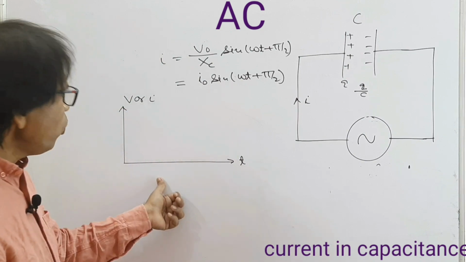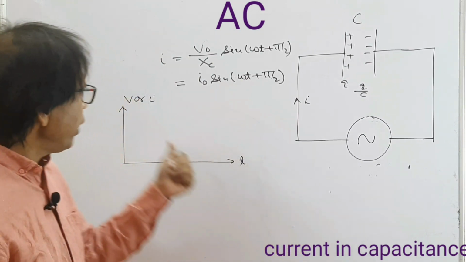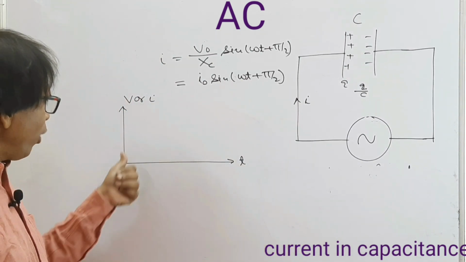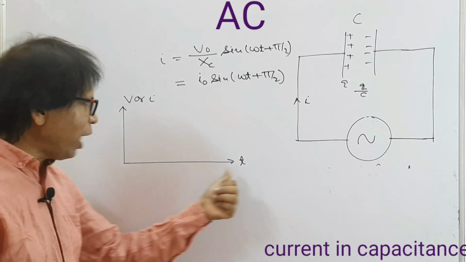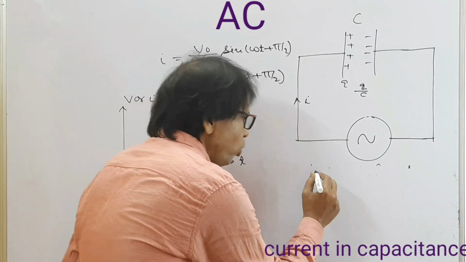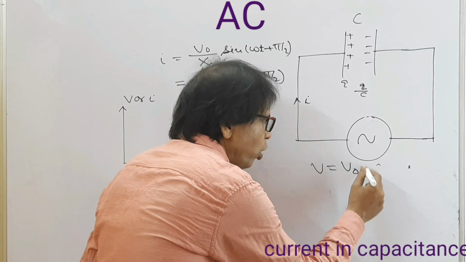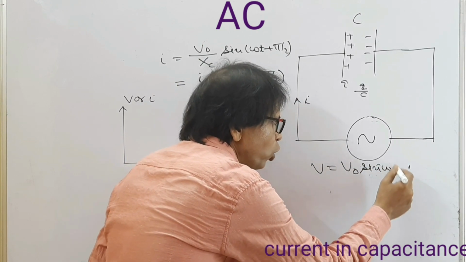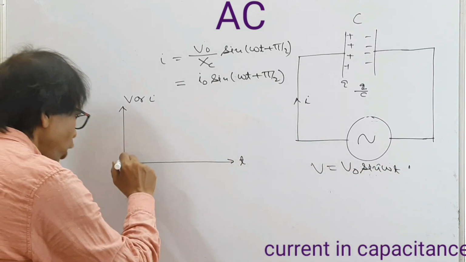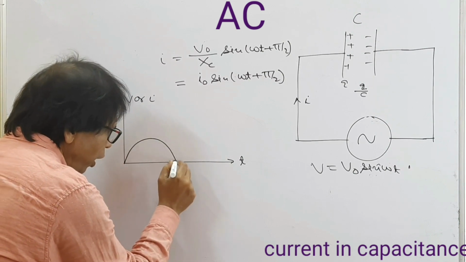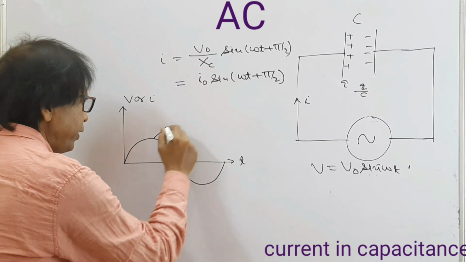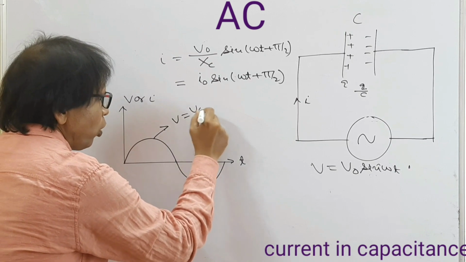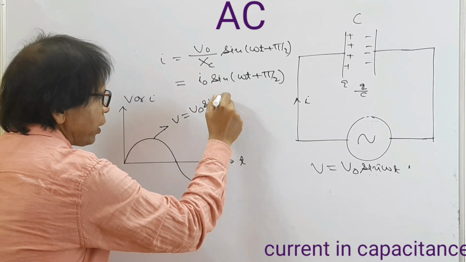Okay. Now we have to draw the voltage or current along the y-axis and time along the x-axis. Look at this, here voltage V equal to V naught sin omega t. So this can be represented as, look at this, this is the voltage, V equal to V naught sin omega t.